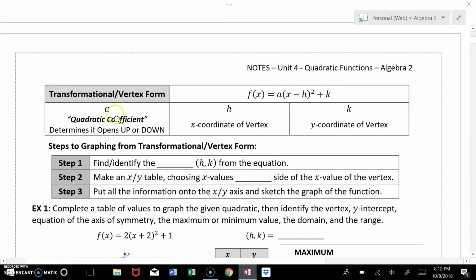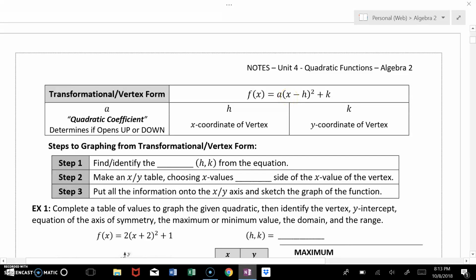In transformational and vertex form, a is your quadratic coefficient. This determines if it opens up or down. h is the x-coordinate of the vertex, which you've seen before. k is the y-coordinate of the vertex, which we've also seen before. We're really good at finding the h and the k. What we'll have to work on with quadratics is what this a does to the graph. It does the exact same things, but it's going to be slightly different from absolute value.